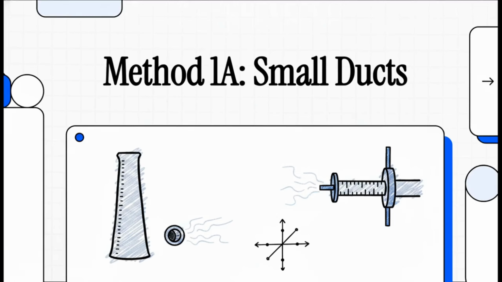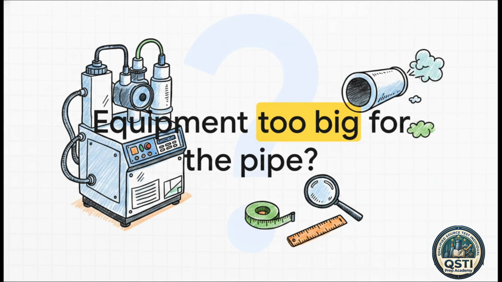Welcome to this explainer on EPA Method 1A. Let's solve the small duct and stack problem like a pro. How do you accurately measure emissions when your gear is literally too big for the pipe?